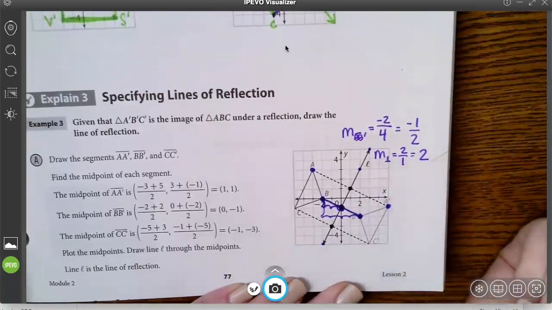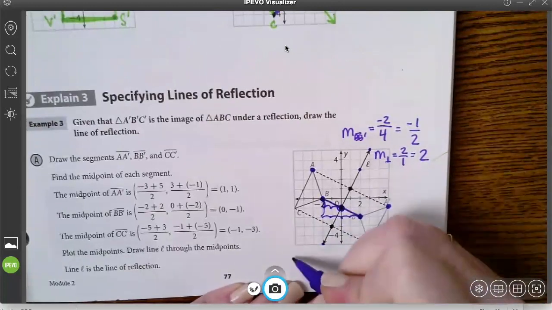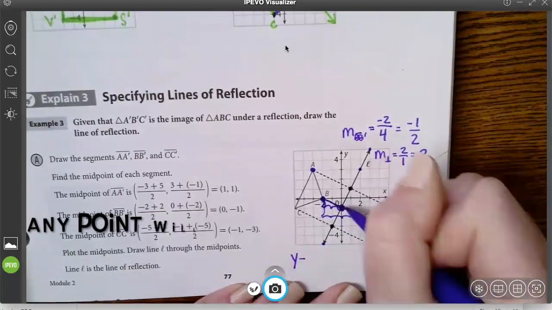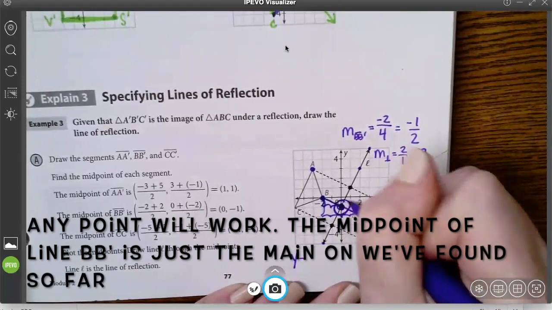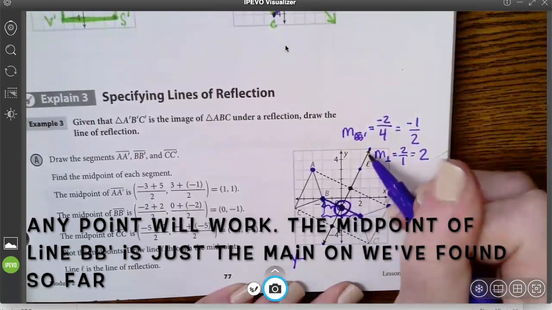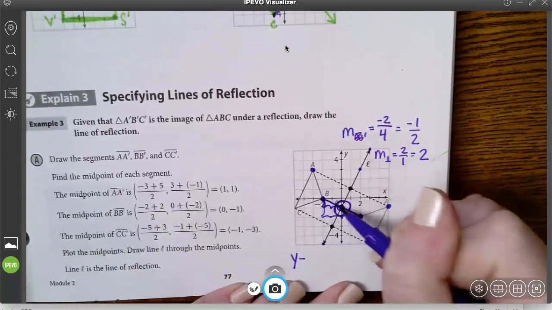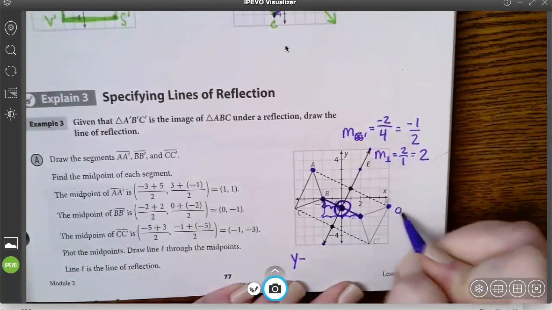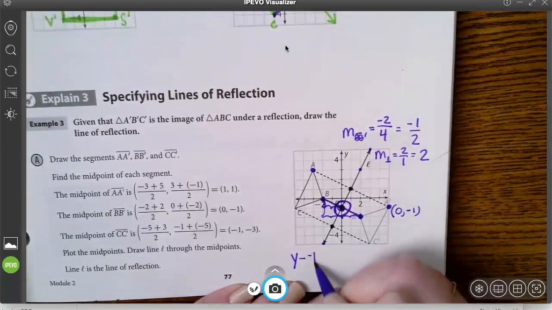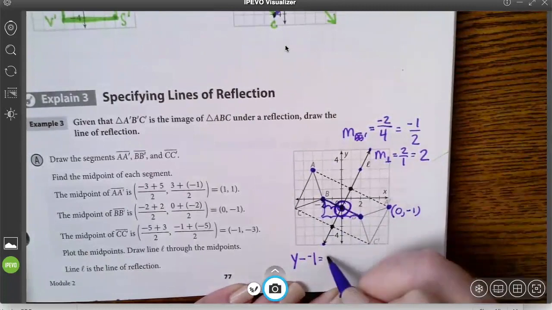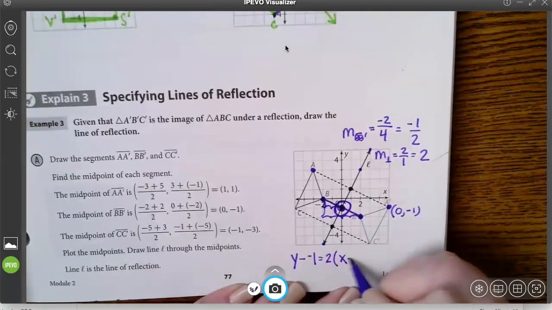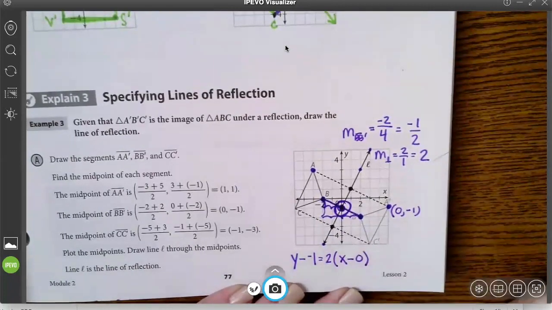If we needed to give the equation of that line, we still absolutely could do that. We're going to use point slope form. We're going to use this point right here because line L has to go through this midpoint of the line BB prime. So the coordinates here are 0, -1. So y minus -1 equals 2 times (x minus 0). That is your point slope form.